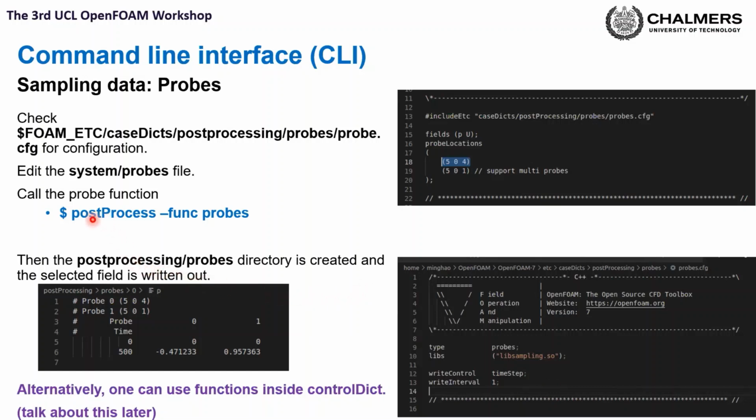So after you use postProcess -func probes, it will generate the postProcessing probes directory, and it contains the probe data in this file. Alternatively, there is another way to just put all this in the controlDict functions block at the end. And we will talk about this later in the next slides.